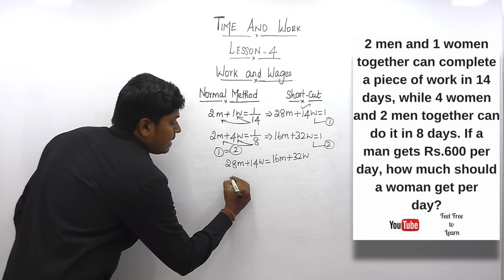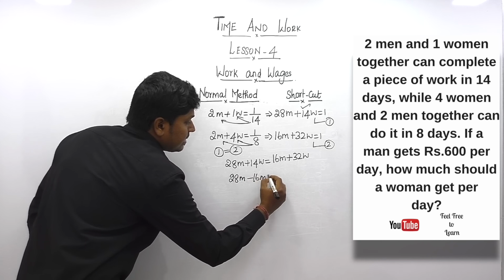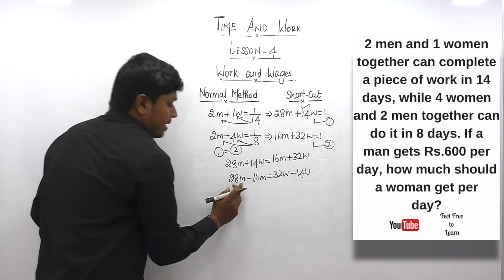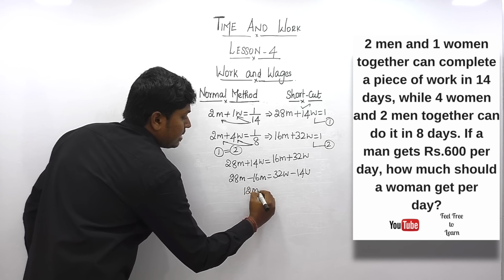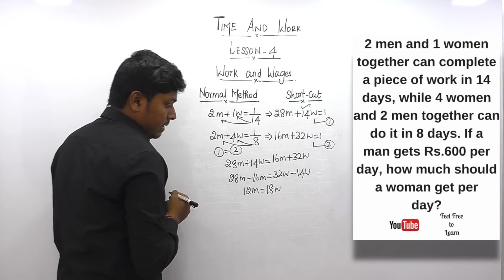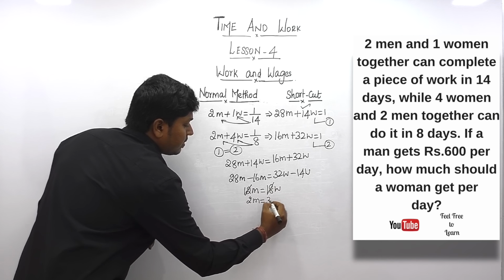Now 28 men, when you bring the 16 men towards the left hand side, it becomes minus 16. So 32 women minus 14 women. So 28 minus 16 becomes 12 men. So 12 men is equal to 18 women. We can cancel this with the 6 table. 2 men is equal to 3 women.